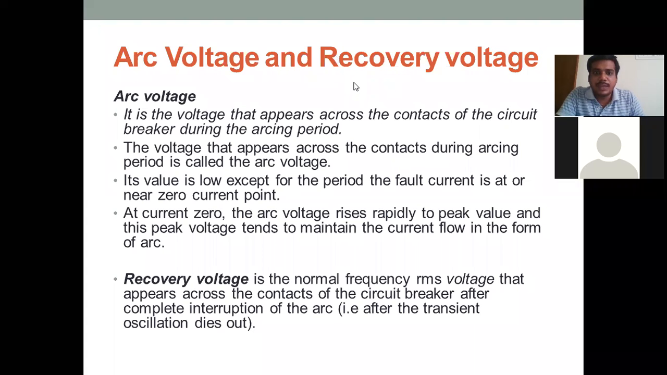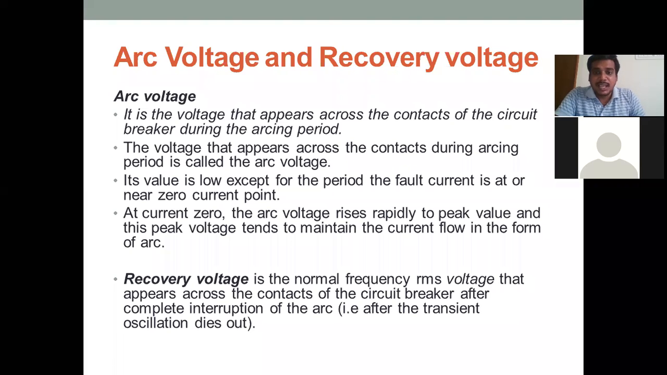So now we are going to see the topic on arc voltage. So what is an arc voltage? You know now what an arc is. Arc is the medium which exists between the contacts; it's an electrical parameter. So even though the contacts are opened, still there will be some voltage occurring between the contacts. This voltage is called the arc voltage.